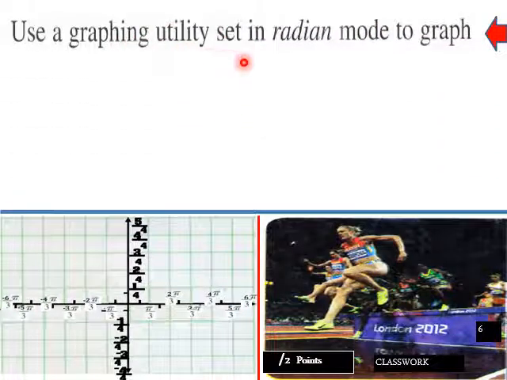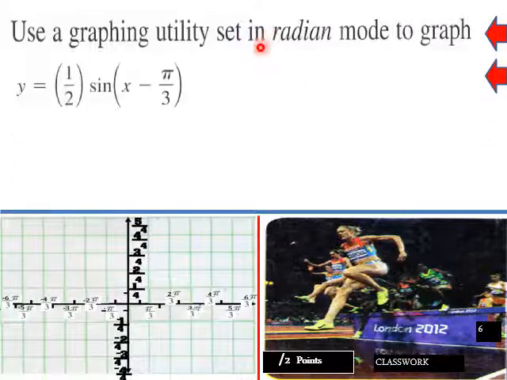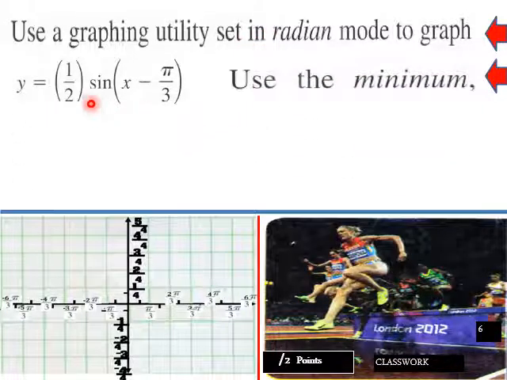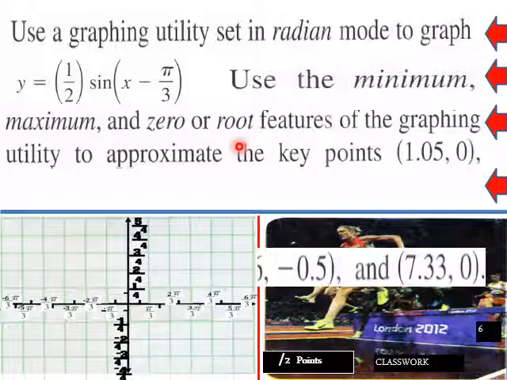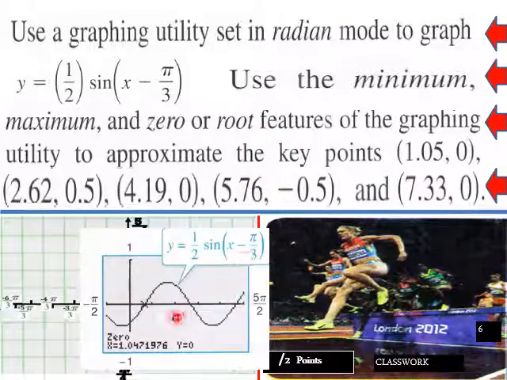So, using a graphing calculator set in radian mode to graph y equals 1/2 sine quantity x minus pi over 3, use the minimum and maximum and zero or root features of the graphing utility to approximate the key points. So when we use the max, zero, or root features, we can find our points here. After we graph this, we can trace along and then find those. And we can also go in the table to find those as well.